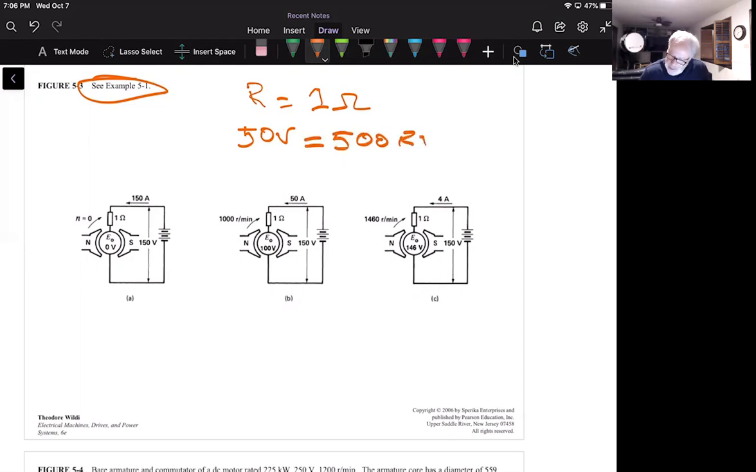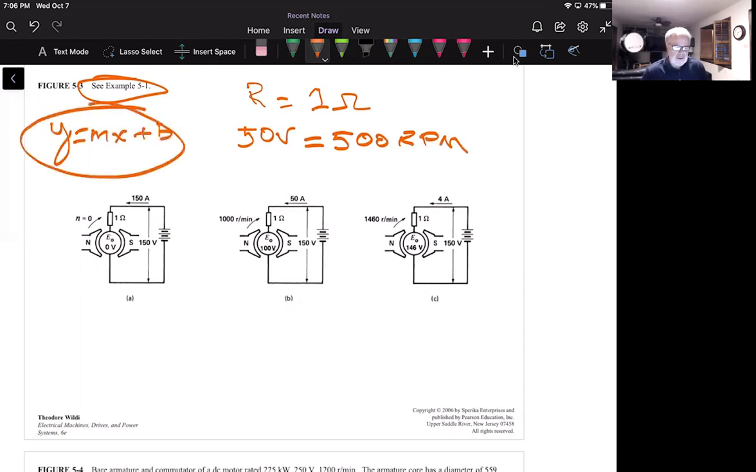Now, Mr. Wilde in this textbook is going to make great use of something that I call just a proportion, right? We're going to assume linearity. And what do I mean by that? I mean this old thing from math class. We're going to say directly proportional, straight line kind of stuff. For a lot of the stuff that we work with, that's going to be very accurate. A little bit later, not so accurate. But for this, we're going to assume at 50 volts, it's 500 RPMs.